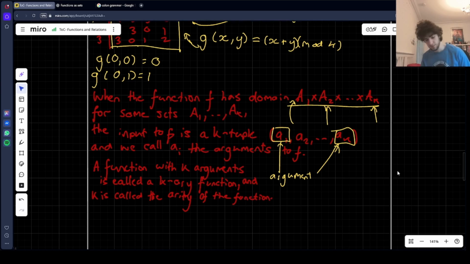So that's basically that. Any function that has k arguments is called a k-ary function. So any function with one argument is a one-ary function, two arguments is a two-ary function, three arguments a three-ary function, and so on and so forth.